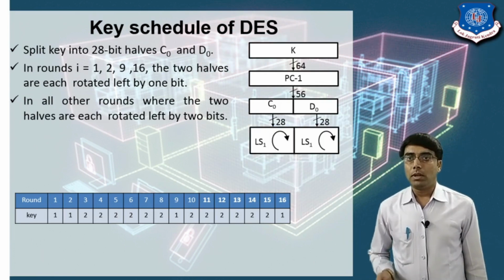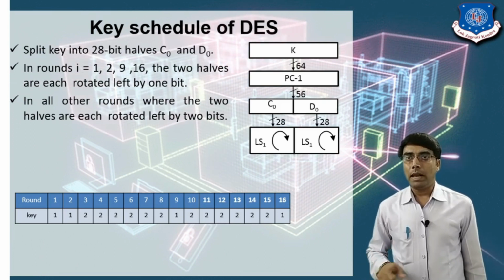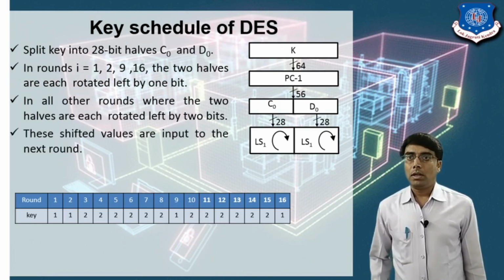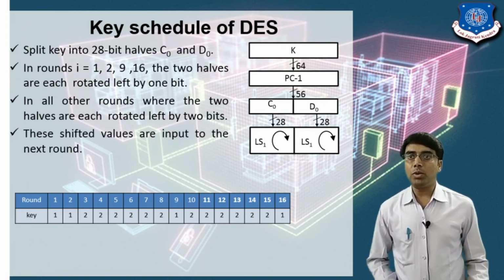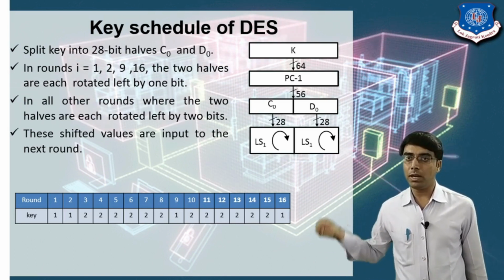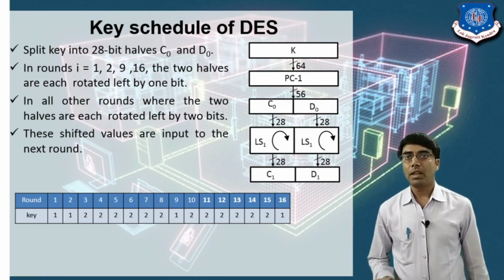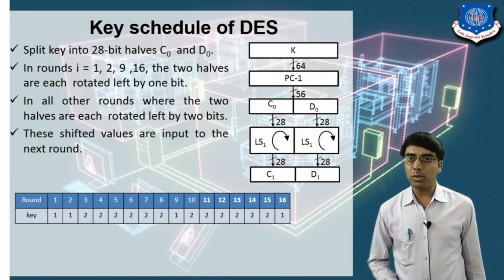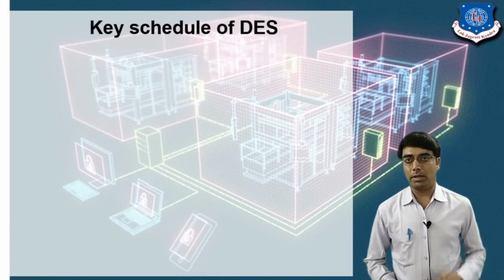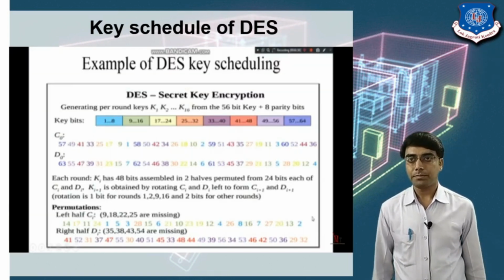So now, as you know, again we are performing a left shift operation. Now the shifted value will be given as input to the next round. Same, we will do the same process, and in each and every round it will generate a different key. Now let's see over here.